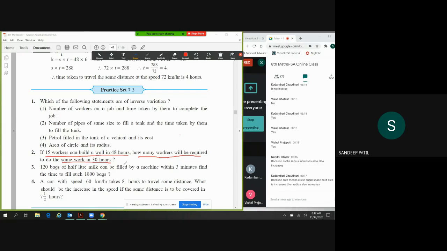We take the number of workers as n and the time as t. We know the inverse relation: n is proportional to 1 by t. If we use 15 workers, the time required is 48 hours, right? So n into t gives us the constant of variation, that is 15 into 48. What is the constant of variation? Can you write in the chat box? Fifteen into 48, so the constant of variation becomes 720.